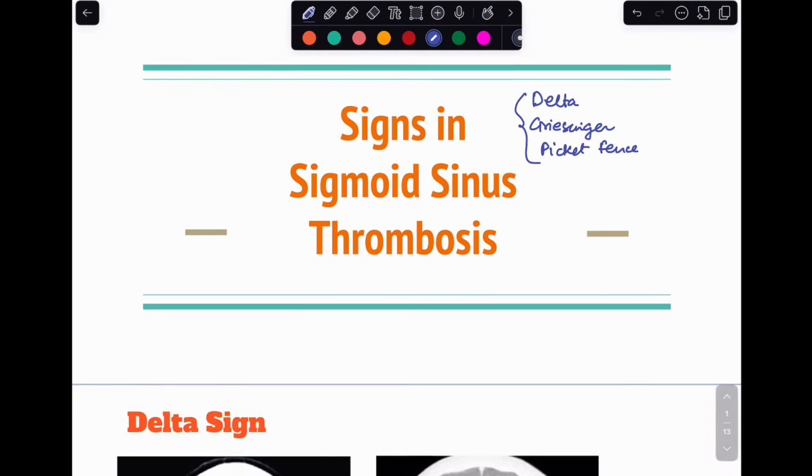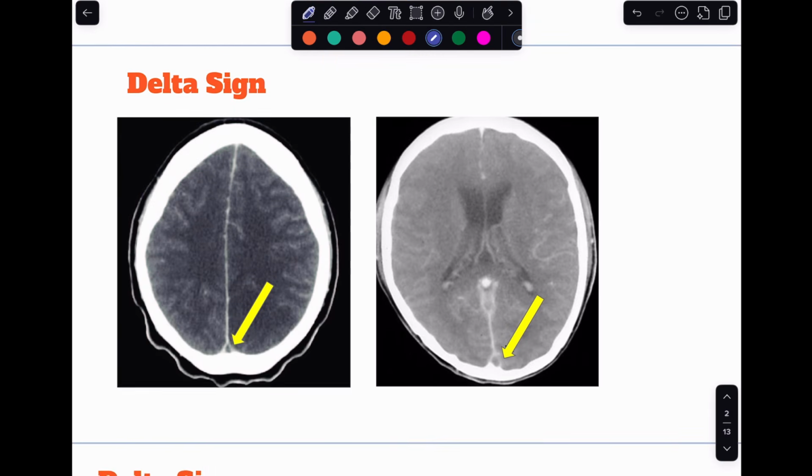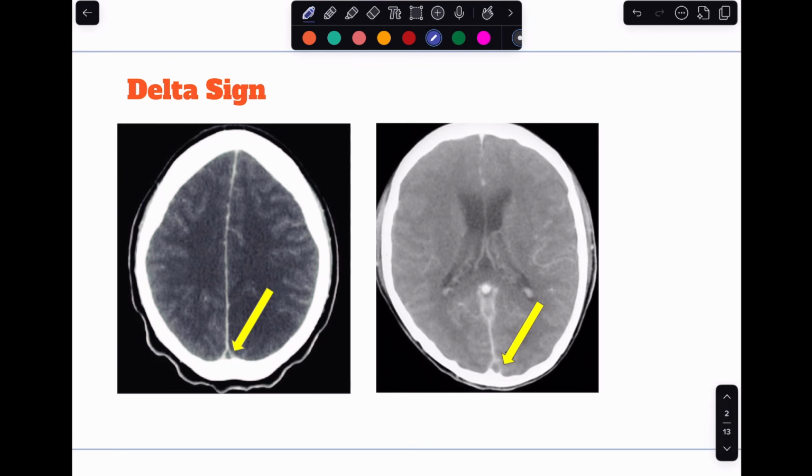So let's get started. Our first one over here is known as the delta sign. As you can see from the image itself, this is a radiological sign that we usually see in a contrast enhanced CT or an MRI. Now, what is this sign? Let's try to describe this sign, because that's how you'll actually have to do it when you're sitting at your viva tables.